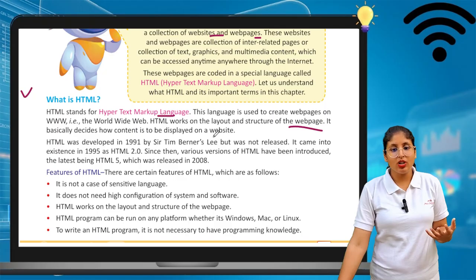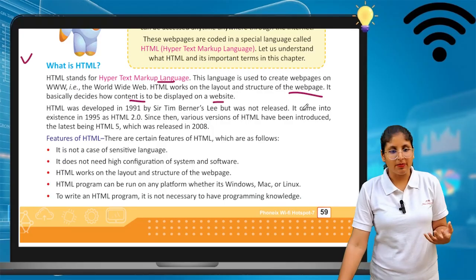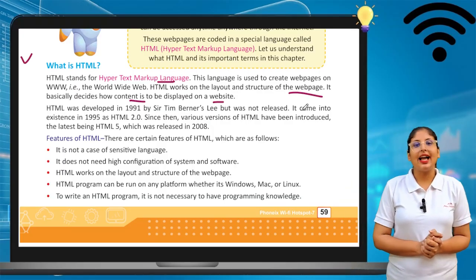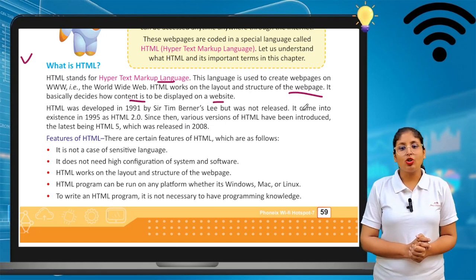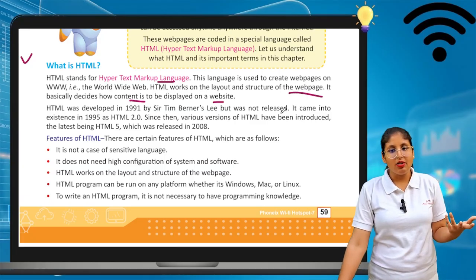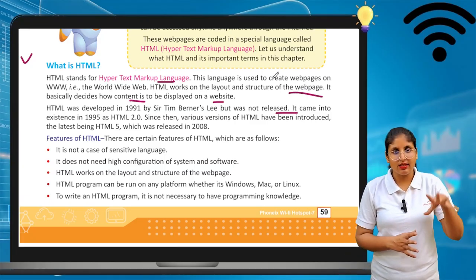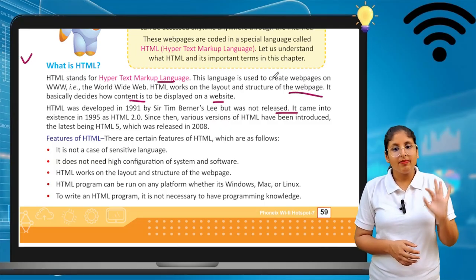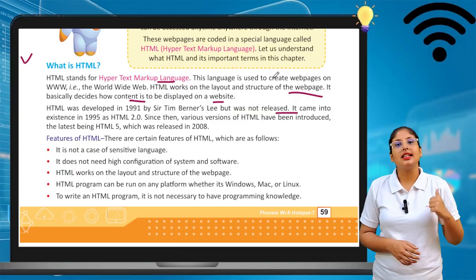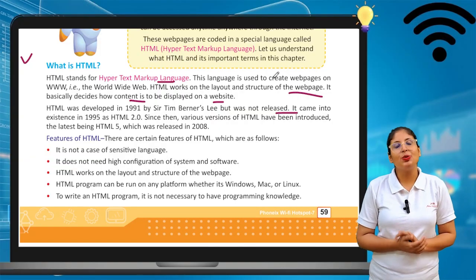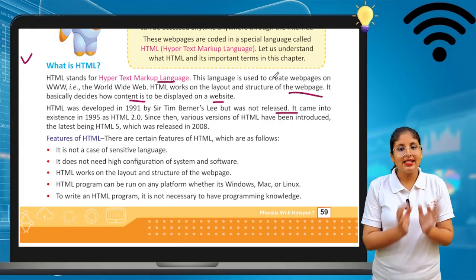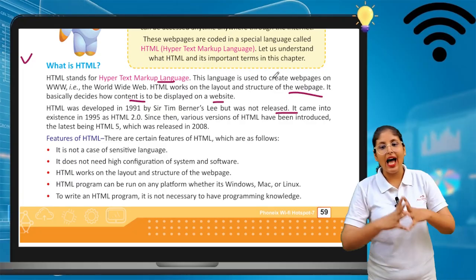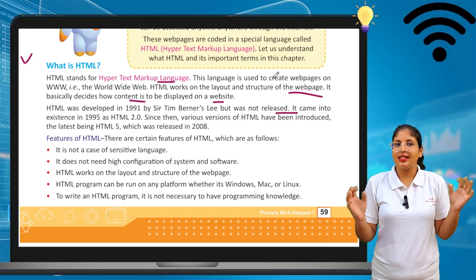What does HTML do? It shows how the content is displayed on the slide, or we can say the website. HTML was developed in 1991 by Sir Tim Berners-Lee but was not released. In 1991 it was ready but not released. It came into existence in 1995 as HTML 2.0. Since then, various versions of HTML have been introduced. The latest version is HTML5.